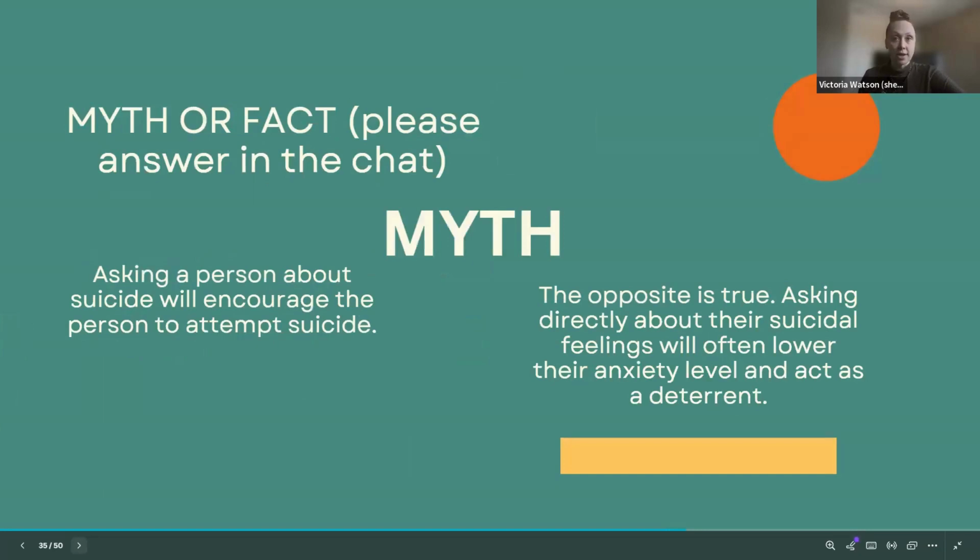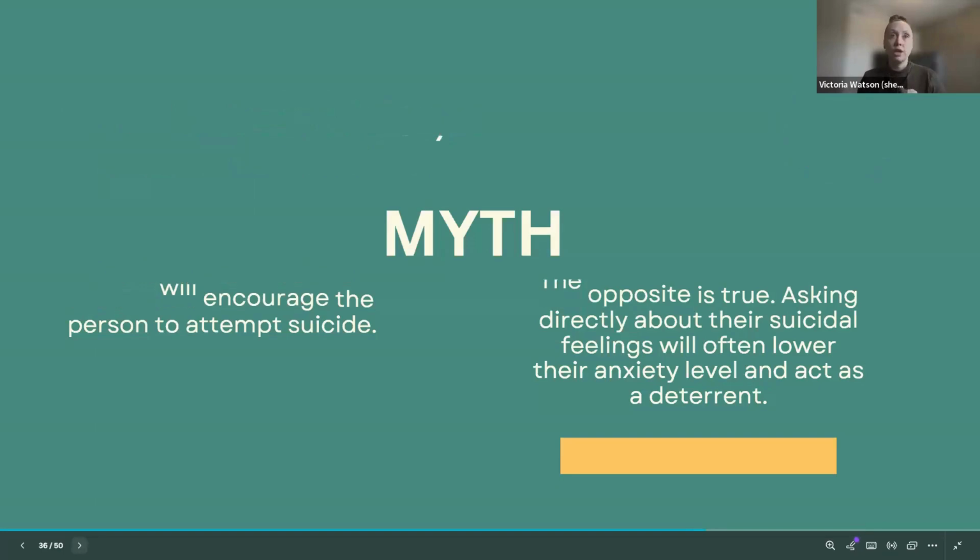Asking directly about their suicidal feelings will often lower their anxiety level and can act as a deterrent. Also, sometimes if someone has suicidal thoughts, asking gives them that avenue to take that pressure off and have that space to talk about it. And then as a mental health first aider, being prepared to share those resources is a great next step. So yes, that is a myth and a really important one.